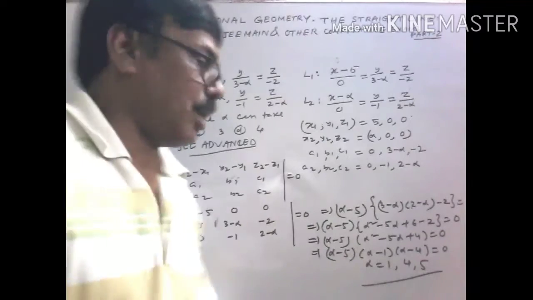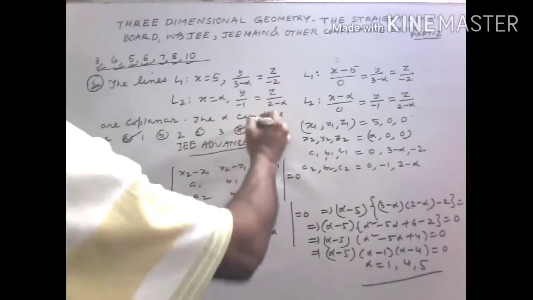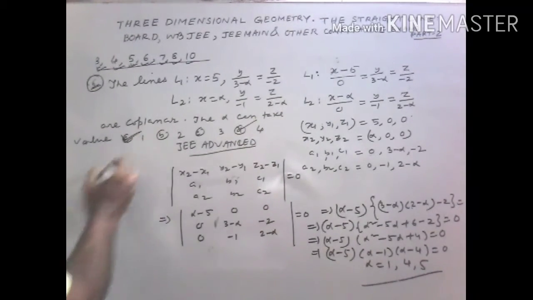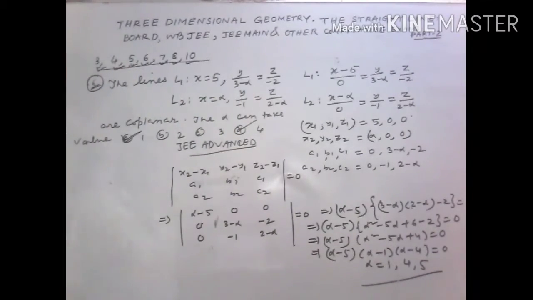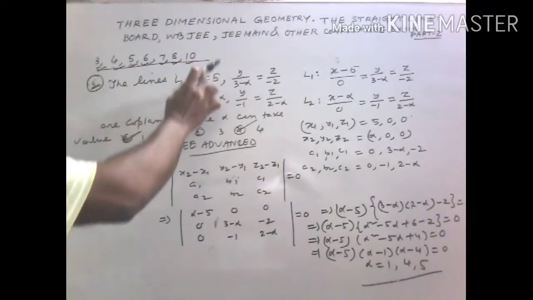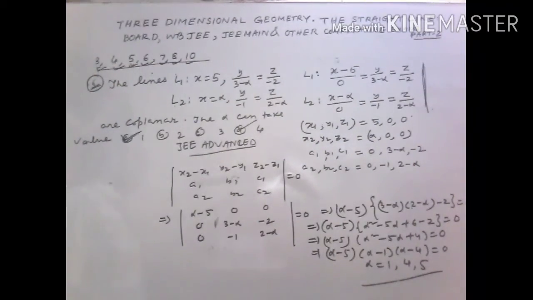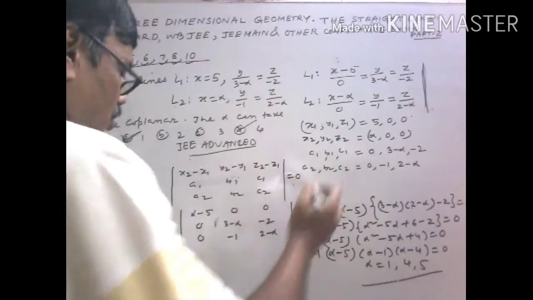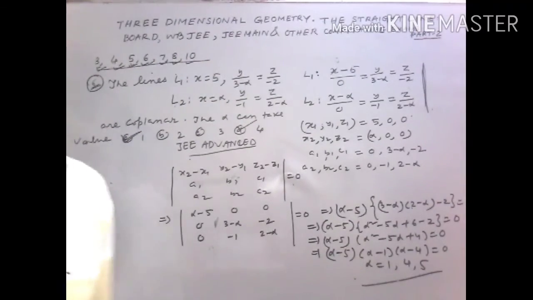So look at the answer. Alpha equals 1, this is correct. 4 is also correct. 5 is also correct. But 5 is not given. So this is a multiple choice question. Look at it again: these L1 and L2 are not in standard form, so put them in standard form. Then they are coplanar, so shortest distance equals 0. Simplifying, we get this.